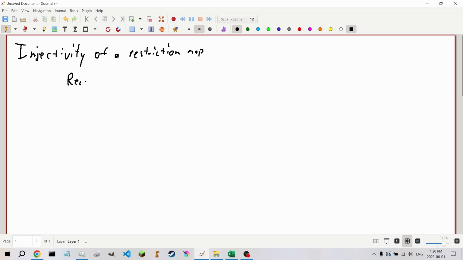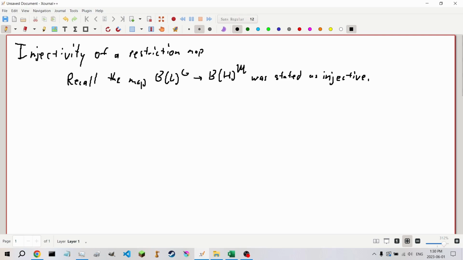If you recall, the map from BL of G of B to BH of W was stated to be injective. It wasn't actually needed, so we didn't prove it. There's this hand-wavy term at 1.2 regarding algebraic geometry, but it wasn't essential to the proof, so we didn't go into it last time. This time, we're going to go into it.